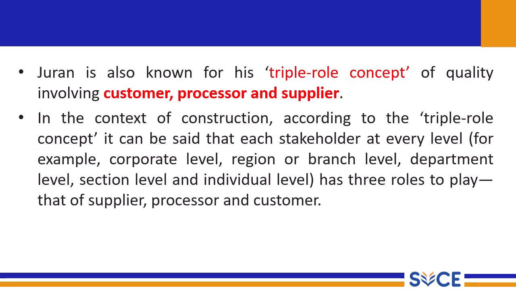Juran is also known for his triple role concept of quality, involving customer, processor, and supplier. In the context of construction, according to the triple role concept, each stakeholder at each level, whether region level, branch level, department level, section level, or division level, has three roles to play: that of supplier, processor, and customer.